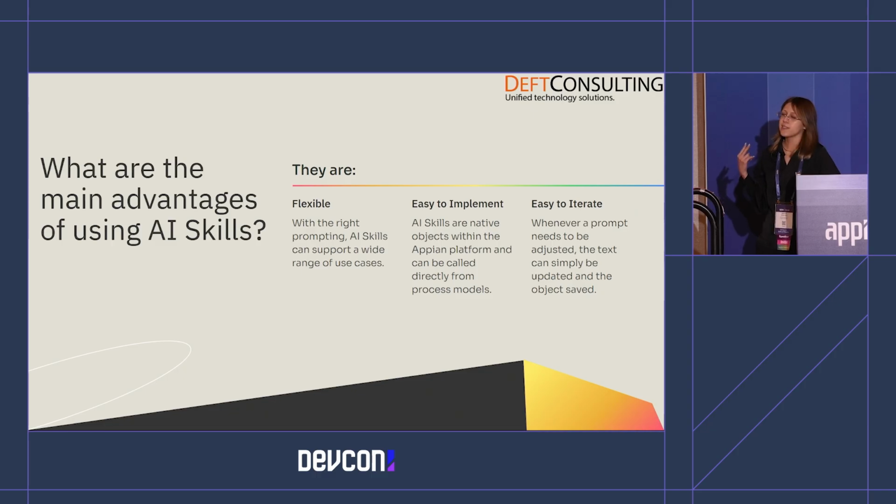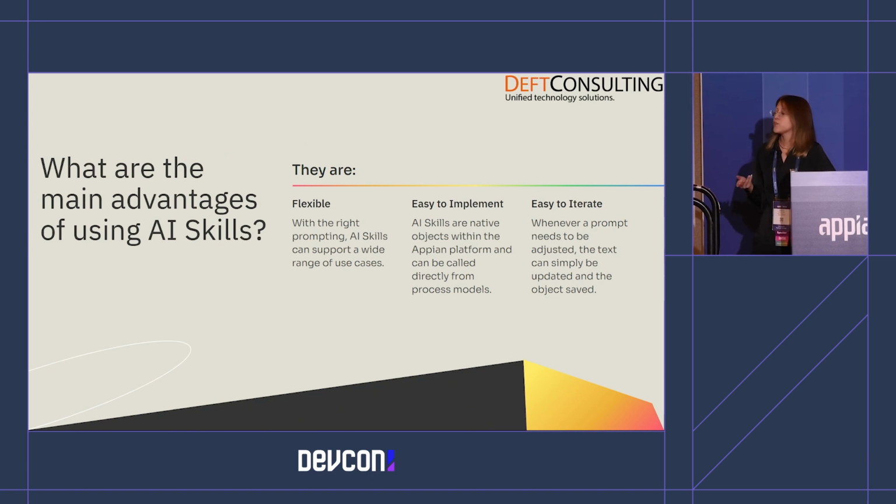The second thing is that they are very easy to implement. Since they are a native object in Appian, you can very quickly create a new AI skill, set up what it needs to do, and then call it in any of the existing processes that you have. So this gives them the ability to be added into any existing process that you already have, and that way start making that process better without having to think of, I need to rebuild this entire process from the beginning just to add AI to it.